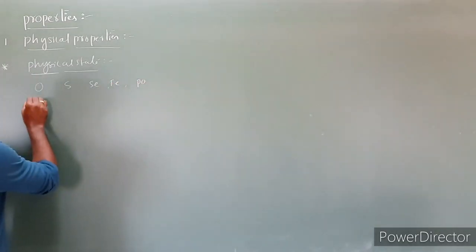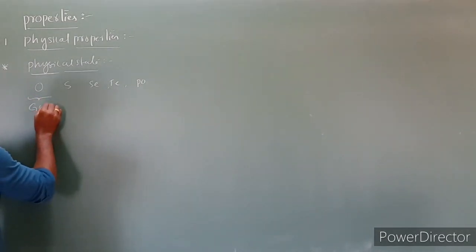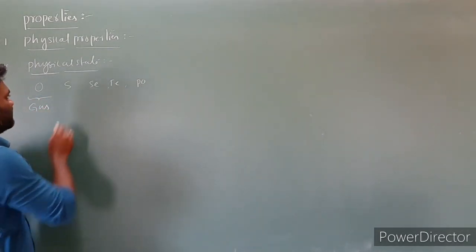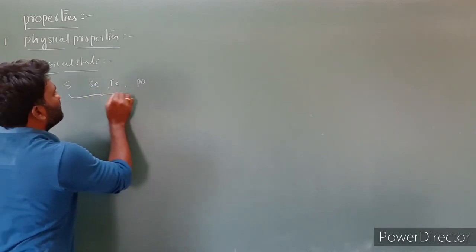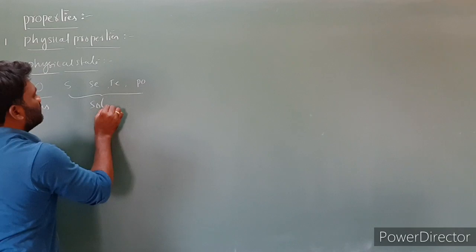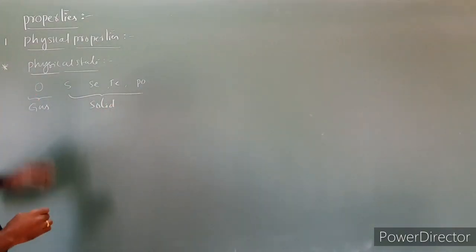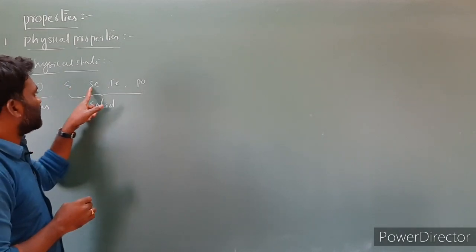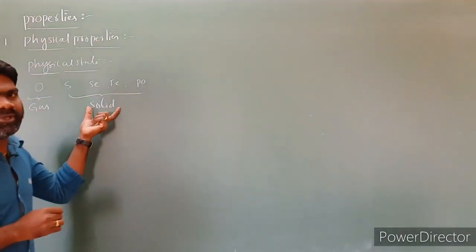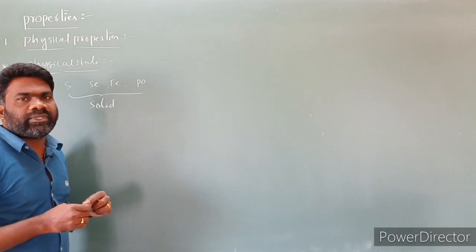Here, oxygen is a gas, so oxygen is a gaseous element. Sulfur, selenium, tellurium and polonium, all these are in the solid state. Oxygen is in the gaseous state and the remaining elements, sulfur, selenium, tellurium, polonium, exist in the form of solids. This is the physical state.